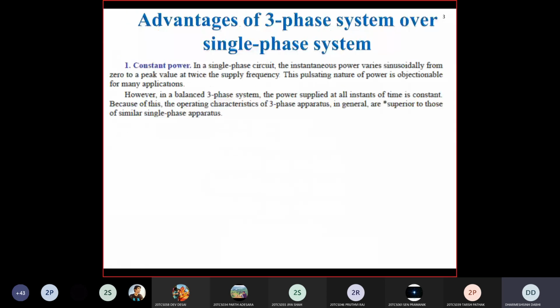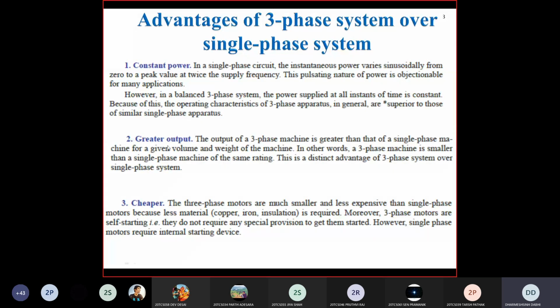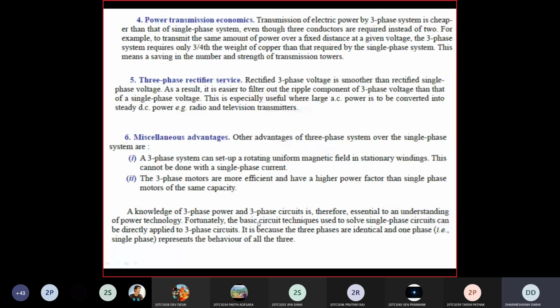We first started the chapter with the advantages of the three-phase system over the single-phase system. The output power is more. Three-phase power gives constant power as compared to single-phase power. A three-phase system is cheaper, and devices like the three-phase motor are less costly than single-phase devices of the same rating. Power transmission is also cheaper as compared to single-phase.